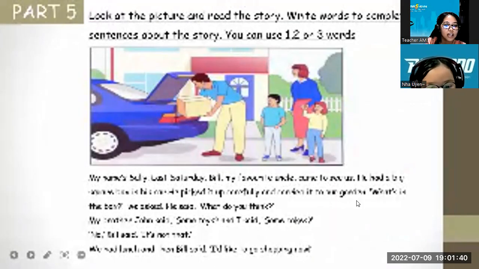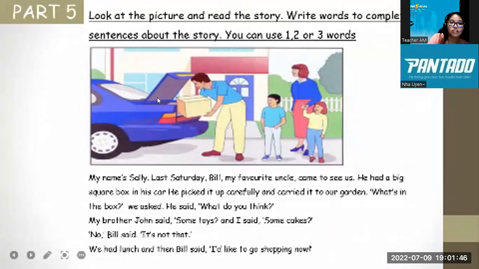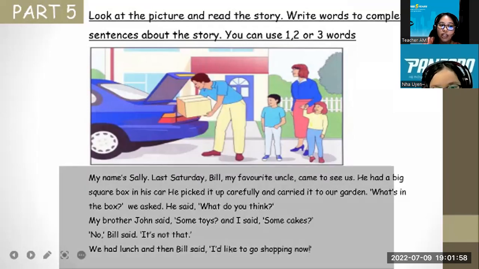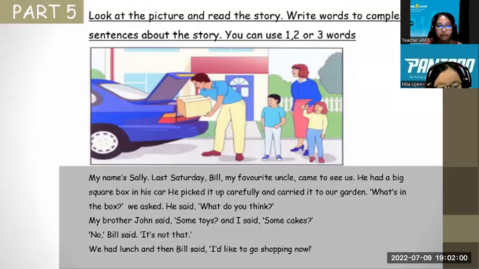Okay, so here in part 5, Uyen, I want you to look at the picture and read the story. Then after you read the story, you write the words to complete the sentences about the story. You can use 1 to 3 words. Okay, can you please read the story first, Uyen?